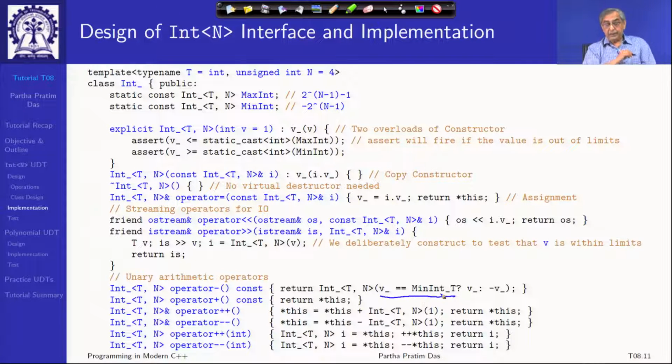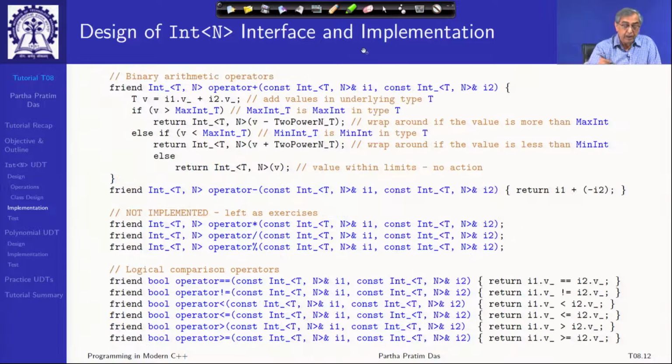The only thing to remember is for negation. If v is min int, if the value is already min int, then it remains min int, otherwise it is minus of that. The rest of the operators are the same as what we did before.